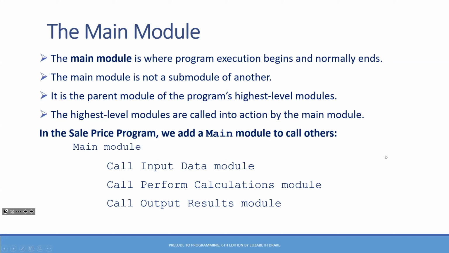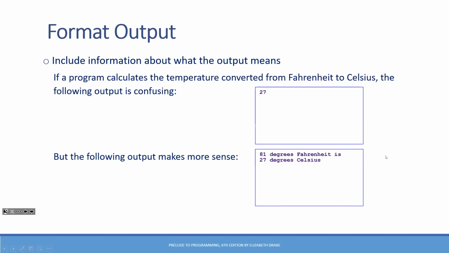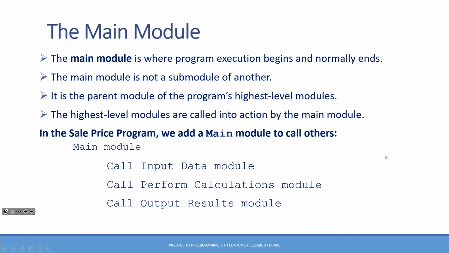Now the main says, okay, now you need to call your perform calculation module. Again, we'll step out of this module and into that one, run it, and then come back. Finally, our output results will be the same. So each of these can almost be considered their own little program. They're sub-programs. So now that we have our main module pseudocode, we have the entire sale price program all put together. And they show it to you much better in the book.